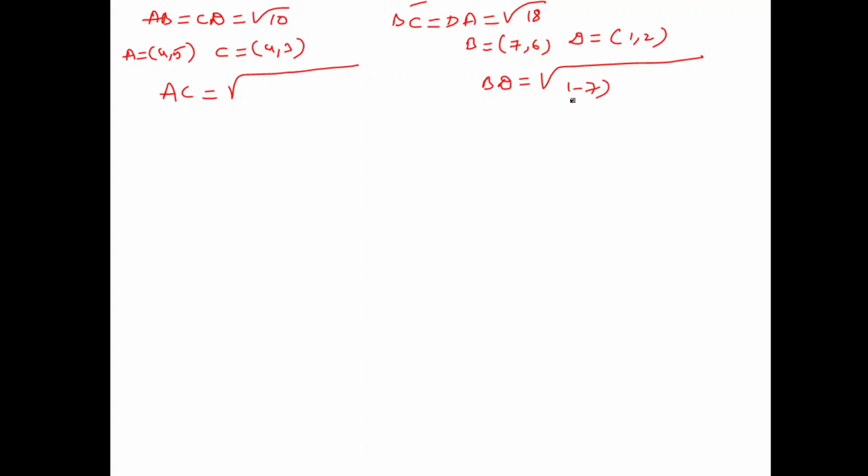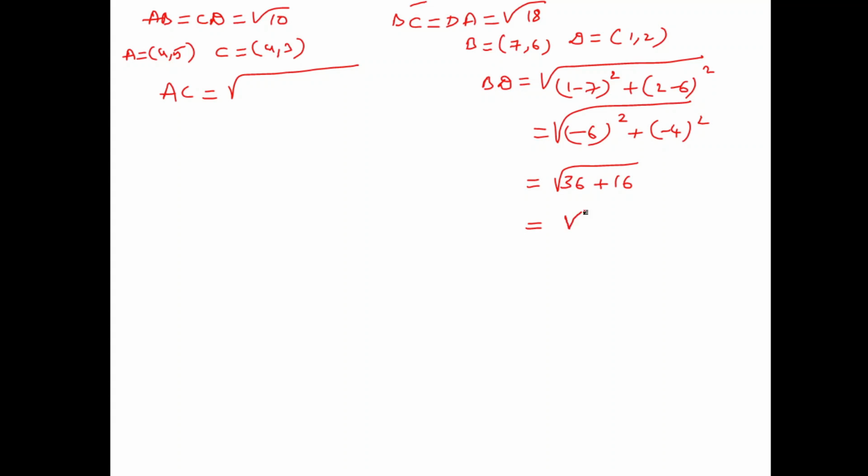1 minus 7 to the whole square plus 2 minus 6 to the whole square. So what do we have left over? If you are looking over here, the remainder of this one is minus 6 square plus minus 4 square, isn't it? So this is your 36 plus 16. Very good. So the resultant of this one is how much? Root 52 only, isn't it?